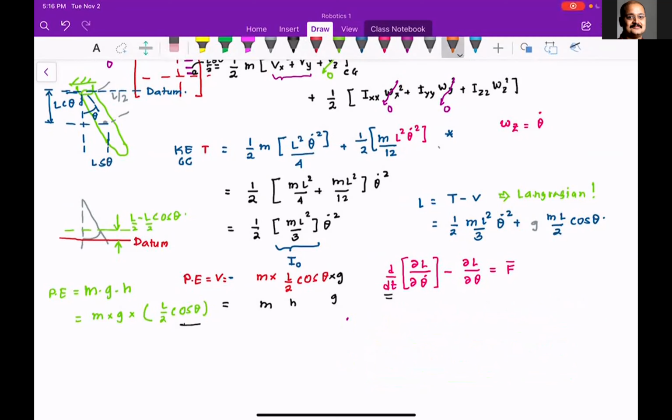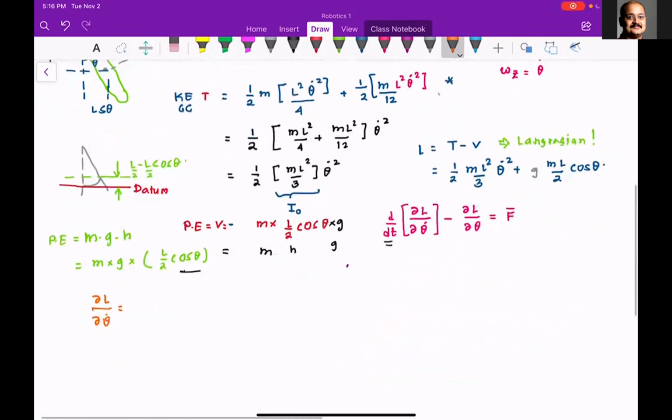All right. So, step by step, and I'm going to do this once. In the next problem, I'm just going to use MATLAB. So the kinetic energy is 1 by 2 times m L squared by 3 times theta dot squared. The derivative with respect to theta dot makes this 2 theta dot, so this cancels. Agree? The next step is d by dt of partial L by partial theta dot.